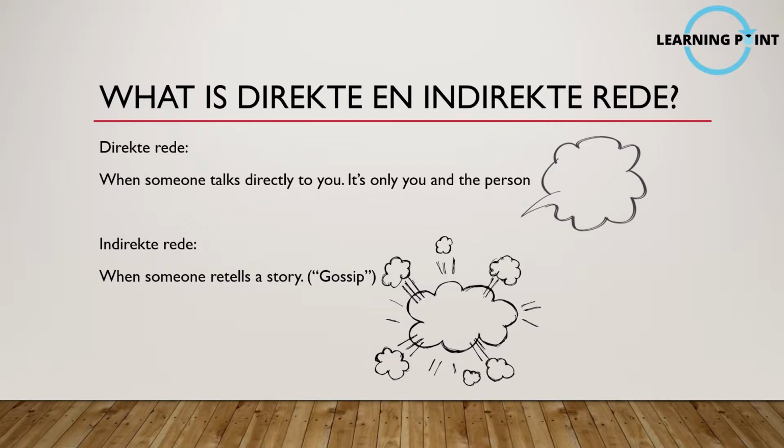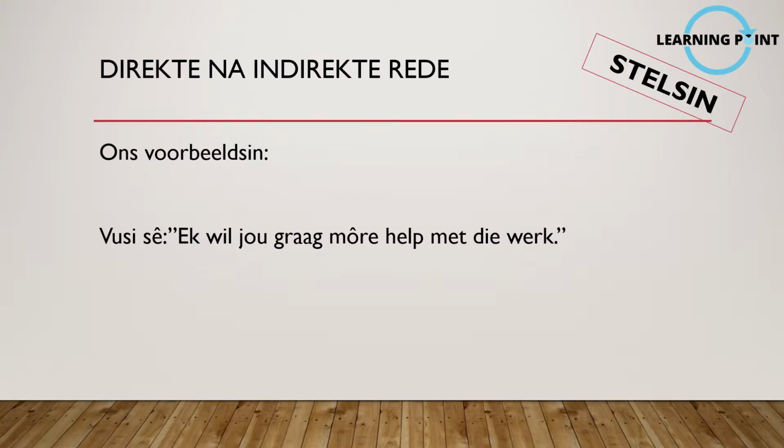So then there are certain rules. As with everything in Afrikaans, there are certain rules and steps that we need to follow, and each one of these rules change according to the type of sentence I have. So in the first instance, we have a stelsin, a statement sentence, and for now, we're only looking at direct to indirect speech. So our example sentence in this case would be, Vusi sê, "ek wil jou graag môre help met die werk." So Vusi says that he wants to help you tomorrow with the work.